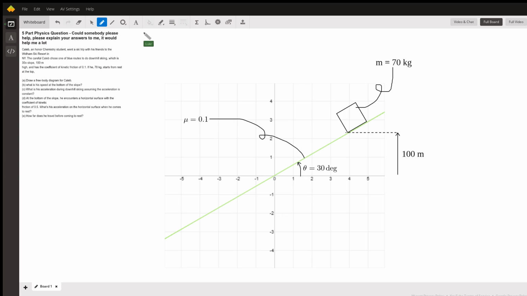So what we can start with is a free body diagram. You'd start by being a little bit rude and putting Caleb down to just a block of his mass, the 70 kilograms. Since gravity acts straight down, you can add his weight going straight down. We have the size of mg.